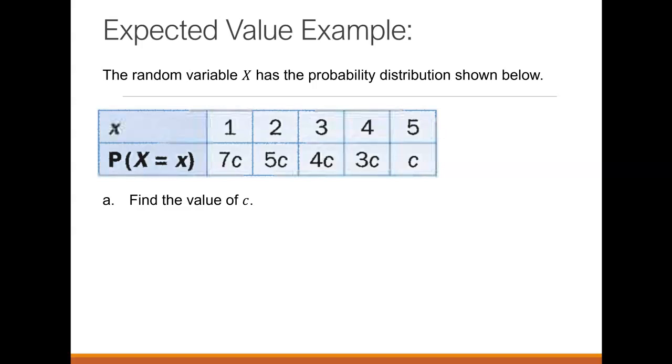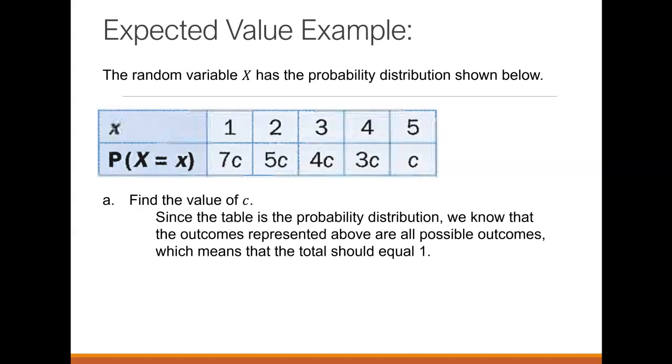What's that? 1 minus everything else. You're close. It's not 5. What do you know about a probability distribution? What do the probabilities have to add up to be? 1. So I just add them up and set it equal to 1 and solve for C.